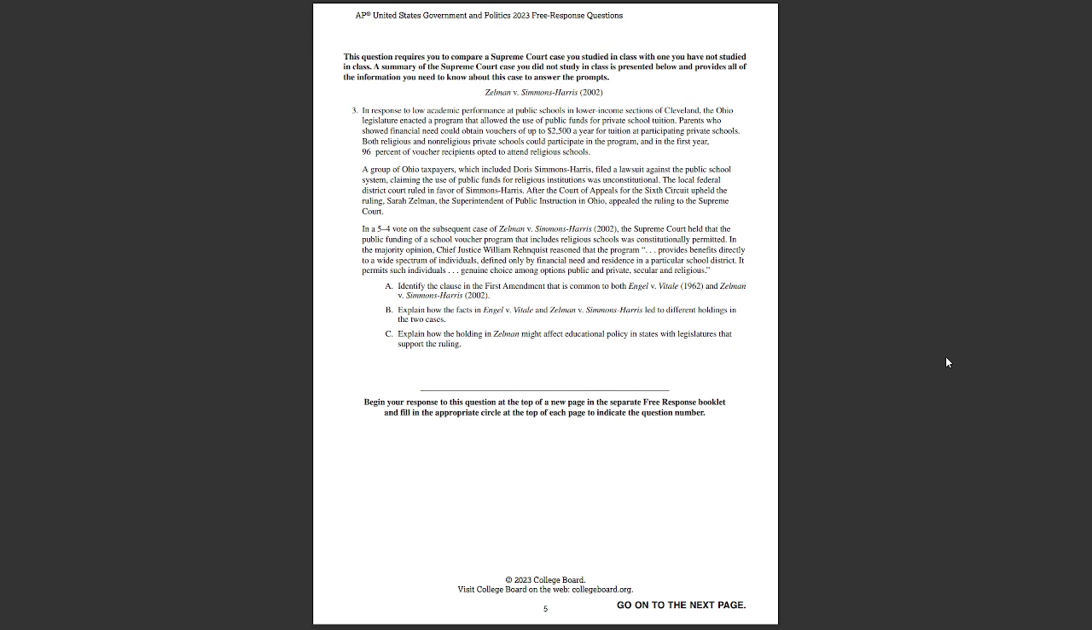The local federal district court ruled in favor of Simmons-Harris. After the Court of Appeals for the Sixth Circuit upheld the ruling, Sarah Zelman, the superintendent of public instruction in Ohio, appealed the ruling to the Supreme Court. In a 5-4 vote in the subsequent case of Zelman v. Simmons-Harris, 2002, the Supreme Court held that the public funding of a school voucher program that includes religious schools was constitutionally permitted. In the majority opinion, Chief Justice William Rehnquist reasoned that the program provides benefits directly to a wide spectrum of individuals defined only by financial need and residence in a particular school district. It permits such individuals genuine choice among options, public and private, secular and religious.